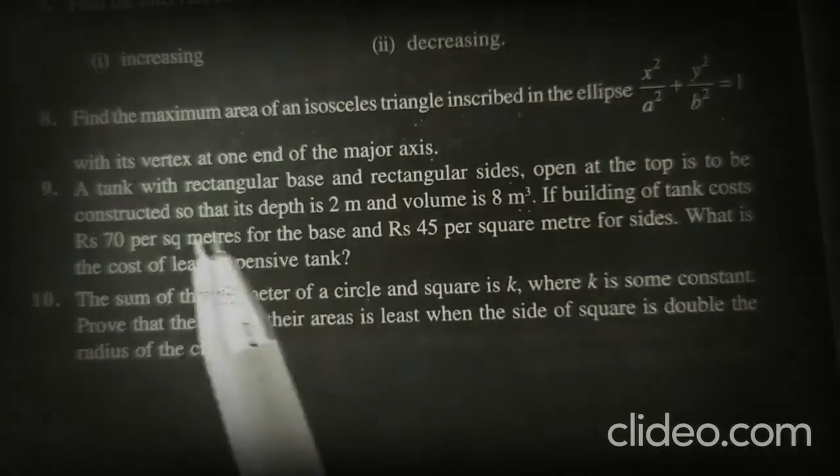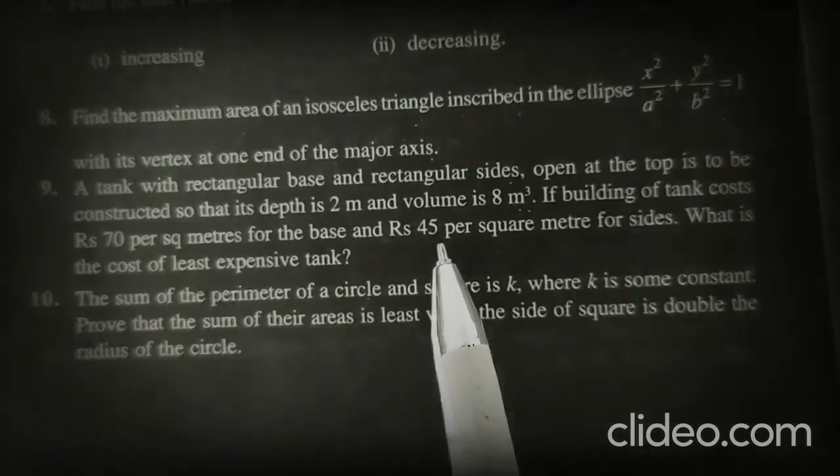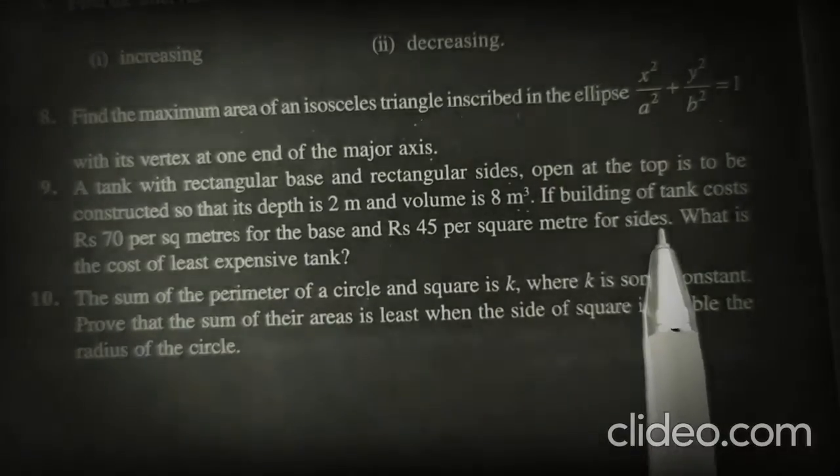If the building of the tank costs rupees 70 per square meter for the base and rupees 45 per square meter for the sides.